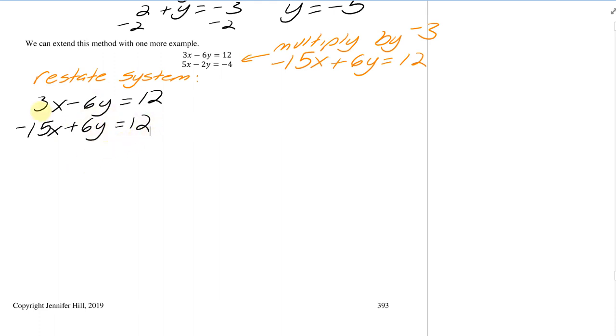So what I want you to do is I want you to go ahead and add the two systems together and see if you can solve for one letter and then try to solve for the other one. So basically finish the problem. Hit play when you're ready.